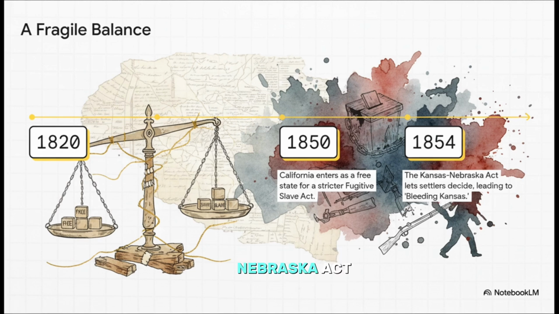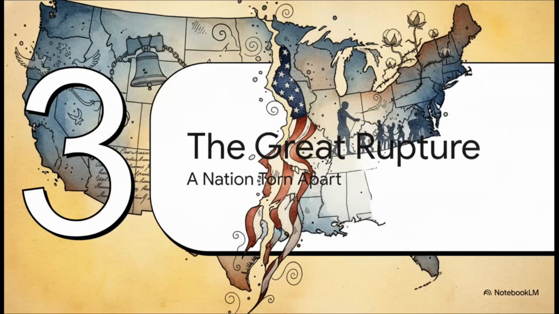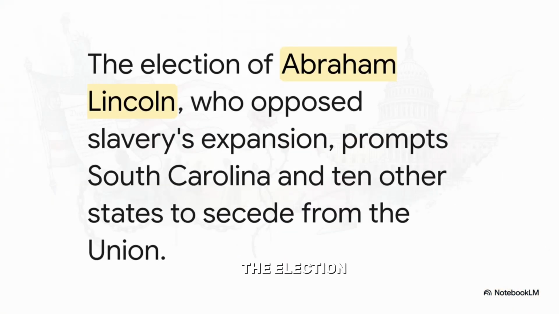The Kansas-Nebraska Act, which basically said, let the settlers figure it out, led to outright warfare and what became known as Bleeding Kansas. It was a horrifying preview of what was coming for the rest of the country. By the middle of the 19th century, the time for compromises was just over. That fundamental conflict, the one between America's ideal of freedom and its reality of slavery, was about to tear the country in two. And the final straw, the election of Abraham Lincoln in 1860.